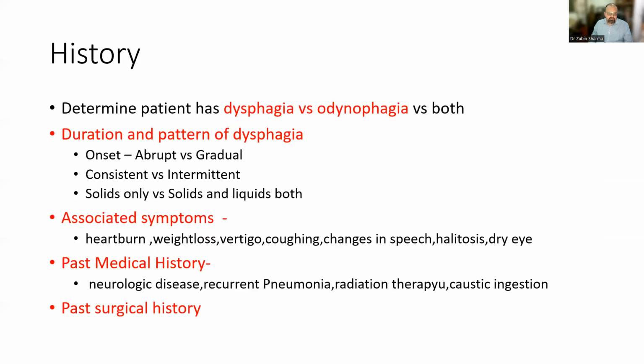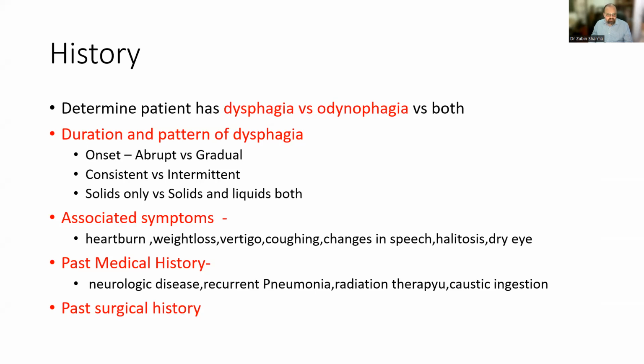So how will you go about it? History is one of the most important things. You have to identify whether the patient had dysphagia or odynophagia or both of them. What was the duration and the pattern? Was it an abrupt onset or a gradual progression? Is it consistent every day, or intermittent episodes? Is it progressively bad from liquid to solid or solid to liquid?